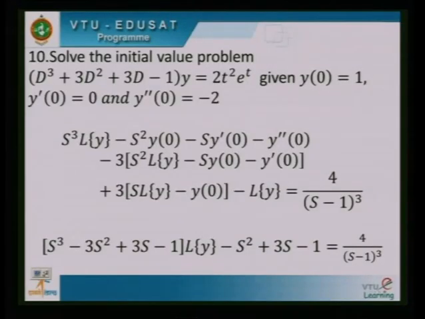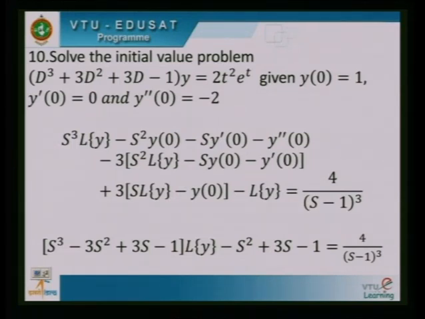Today I'll continue with a problem on solving differential equations using the Laplace transform method. Solve the initial value problem (D³ + 3D² + 3D − 1)y = 2t²eᵗ, given y(0) = 1, y'(0) = 0, and y''(0) = −2.